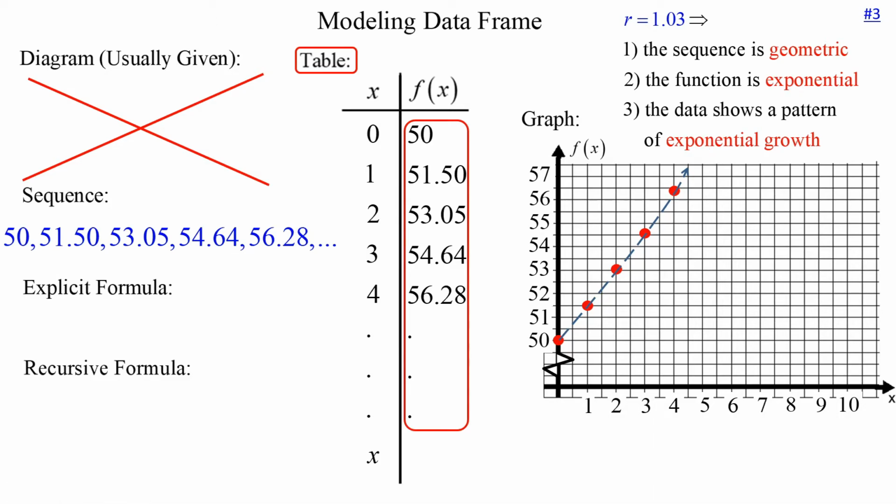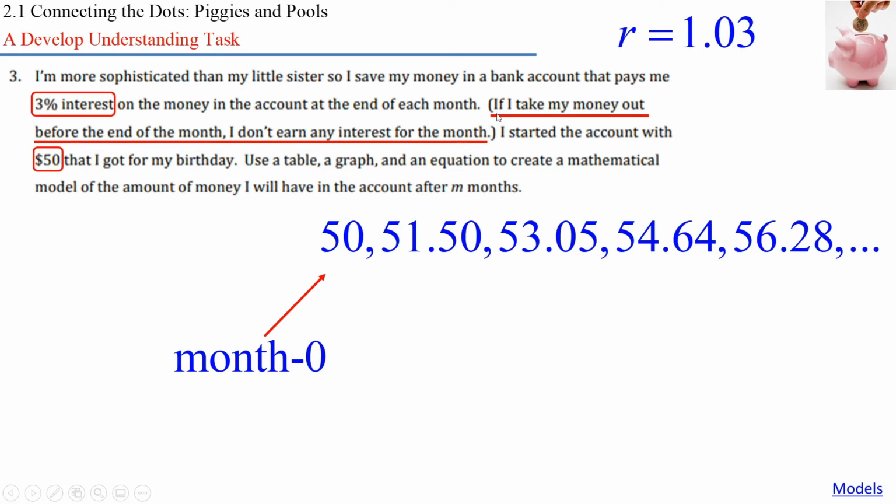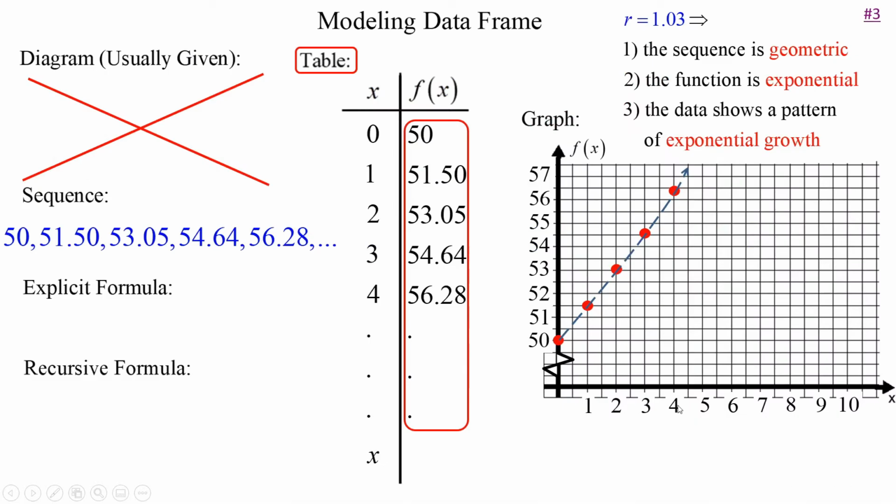All right. Also something else. I did a dash line, didn't I? And that is because if I take my money out before the end of the month, I don't earn any interest for the month. So I'm not worried about the outputs between the points, only the points. This is an example of a discrete function. Okay, but we'll get to that in a moment.